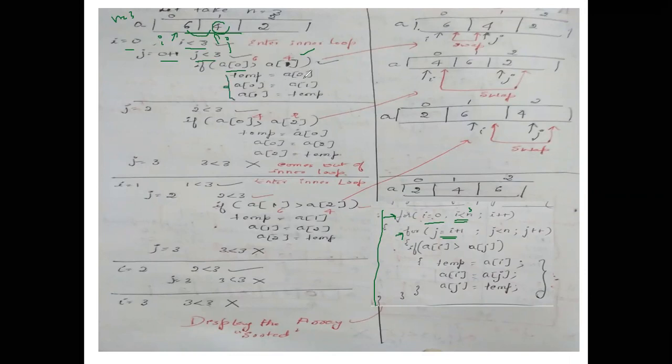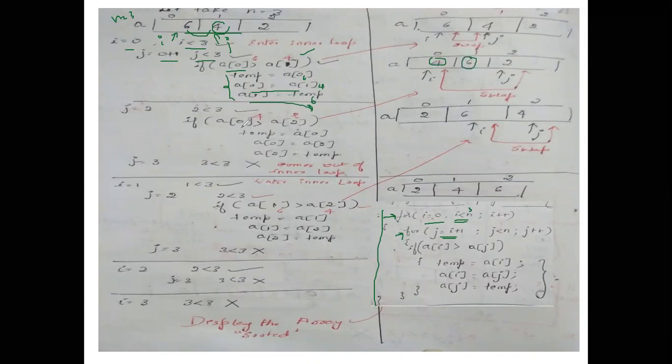Temp is equal to A of 0, that is 6. A of 1 is 4, so 4 will be placed in A of 0. Then temp is having 6, so 6 will be placed in A of 1. So in A of 0 we'll be having 4, and in A of 1 we'll be having 6. So we are exchanging the array elements. You can see it is shown here. 4 will come here and 6 will come here.